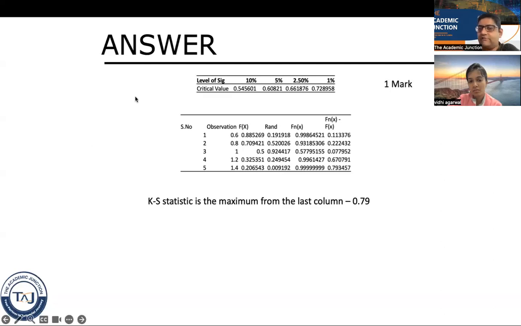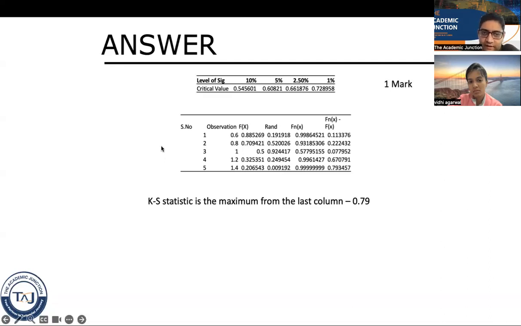So what do you need? You need other Fn(x). So you just create random variables. And I created this in Excel, and then I subtracted this, and then I got this value, right? And then I got the K statistic, and then I use this K statistic to check.